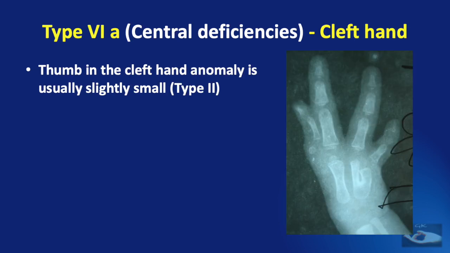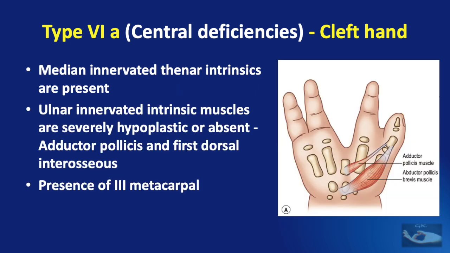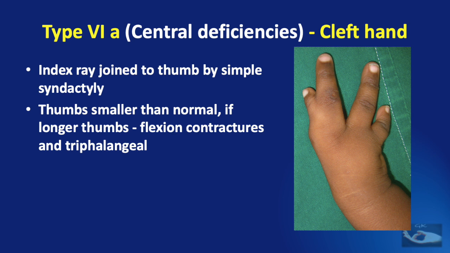In type 6A, which refers to the typical cleft hand, the thumb is usually small. The median innervated thenar intrinsics are present, but the ulnar innervated intrinsic muscles are severely hypoplastic or absent, particularly the adductor pollicis and the first dorsal interosseous muscle. And the presence or absence of the third metacarpal is often an indicator of the status of the adductor pollicis muscle. There is usually a syndactyly between the index finger and the thumb, and if the thumb is long, there may be a flexion contracture or a triphalangeal thumb.